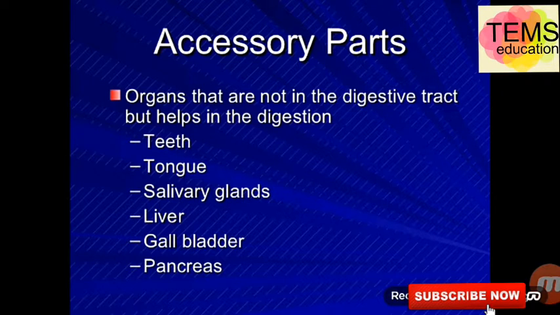And the accessory parts of the digestive tract are the teeth, tongue, salivary glands, liver, gallbladder, and the pancreas. These are not in the digestive tract, but they help in the digestion.